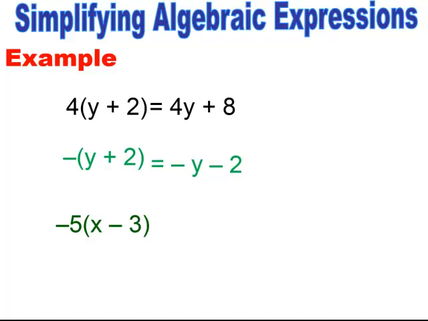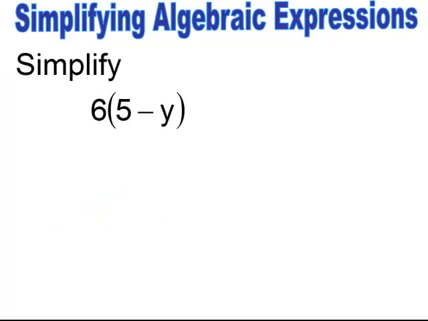Notice when I do the distributive property, I'm going to end up with a negative 5x, and then you have a negative 5 times a minus 3. A negative times a negative will make that a plus, and it's going to be plus 15. Pause and try. To remove the parentheses, I'm doing the multiplication. 6 times 5 is 30, and then 6 times minus y would be a minus 6y.